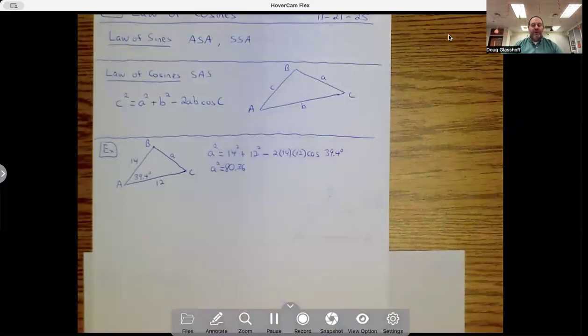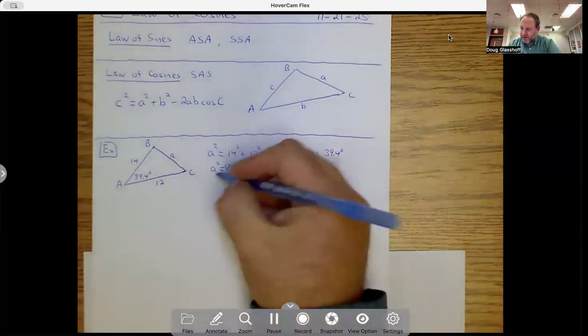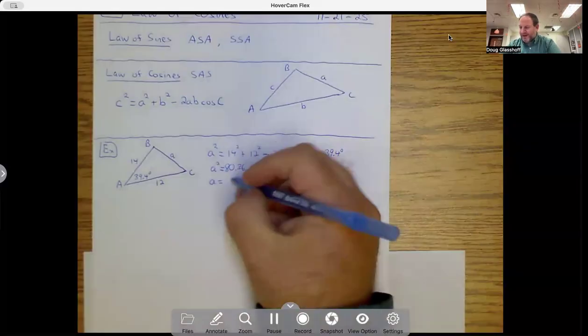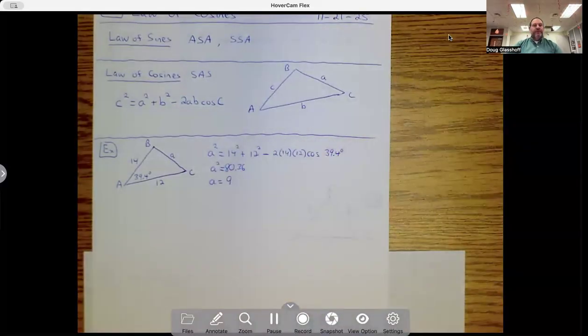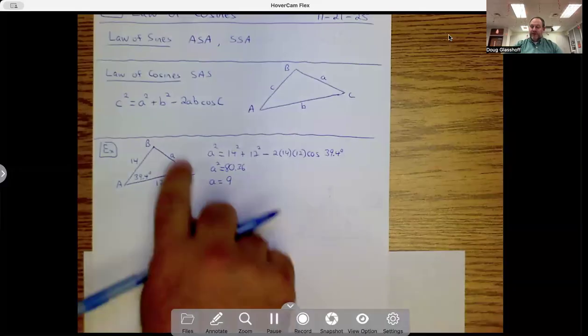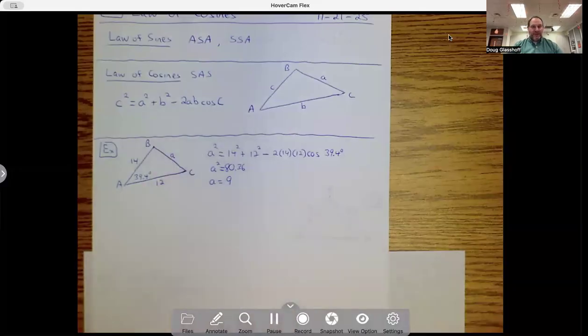And then, of course, just like the Pythagorean theorem, my last step is I need to take the square root of that. And I get 8.9 something. I just rounded it to 9. It's pretty close to 9. So that would be the length of that side. Okay, now if we want to find angles B and C, what we're going to do now is use law of sines.